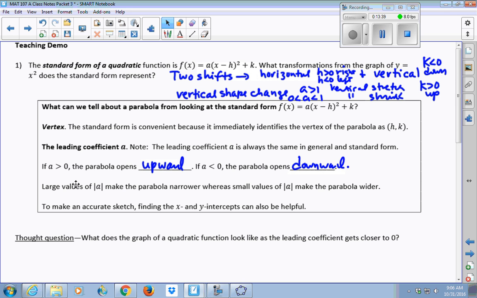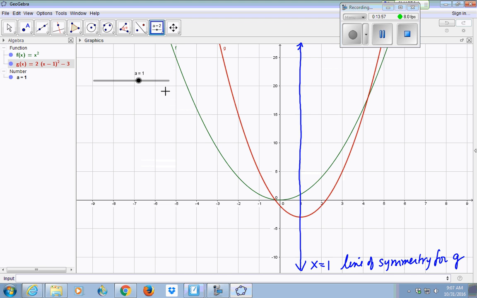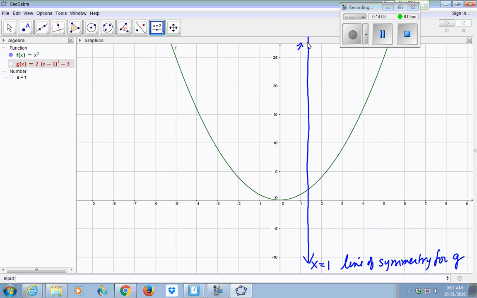Large values of, notice they said the absolute value of a, because a could be a positive number or a negative, so whether it's opening upward or downward. If a is really big, it makes the parabola narrow, whereas very small values of a will make it wider. So let's take a look at that. I put a little slider up here. Let me close off g of x here for a minute and take off that line.